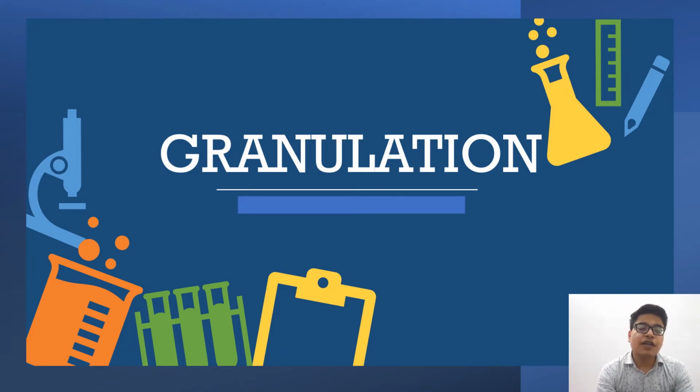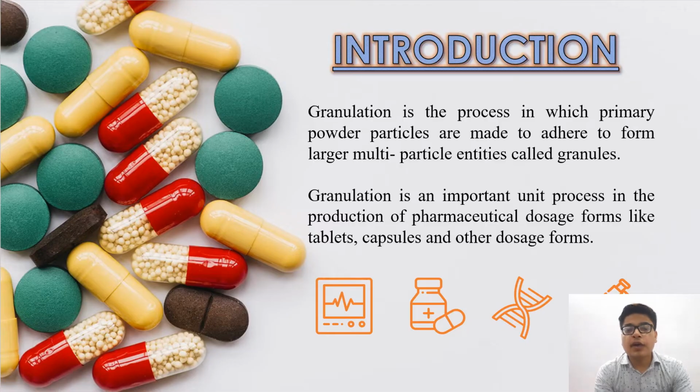Today we are going to have a deep insight about the topic granulation. So what is granulation? Granulation is basically a process of combining smaller particles to make bigger particles. Smaller particles adhere together to form bigger particles. Granulation is a very important process in the production of pharmaceutical dosage forms like tablets, capsules and other dosage forms.